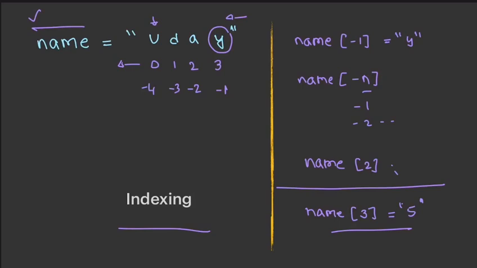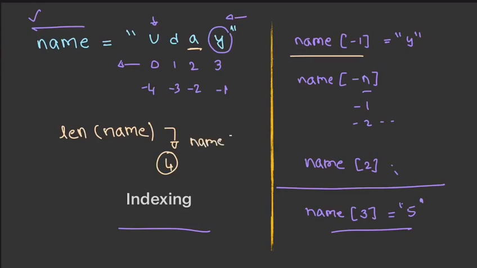Another simple function available with strings is length. Whenever we write length of name, or length of a particular string, we'll get the length of the string. In this case, we'll get 4. If you want to obtain the second last character, we can either get it from the negative index or we can write an expression here, length minus 2, which will give us the required character.